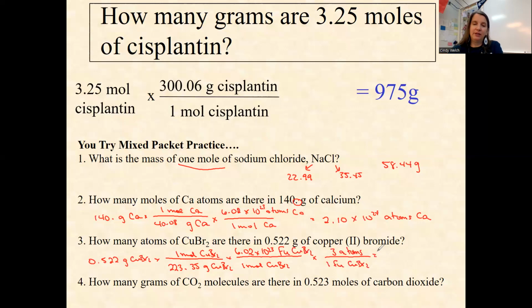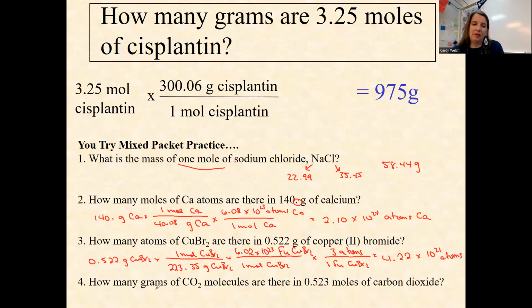So I stop here, I do my calculation. I'm going to round to 3 sig figs. And my answer would be recorded as 4.22 times 10 to the 21 atoms.